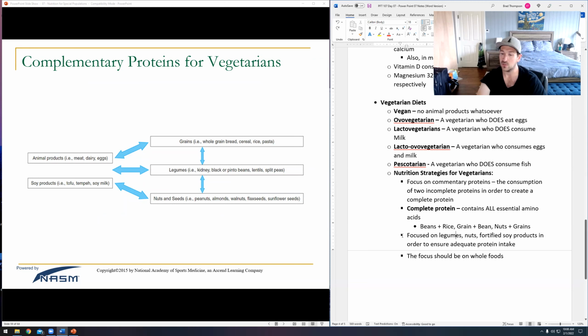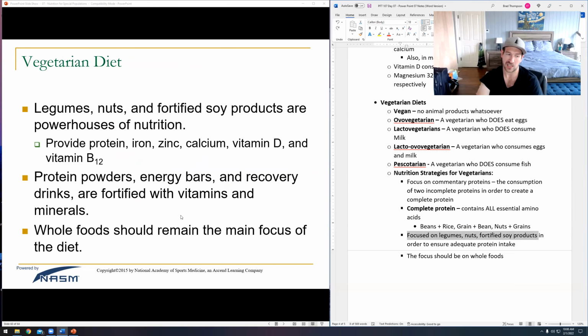So when it comes to proteins, we're focused on legumes. Those are beans, nuts, fortified soy products. Soy is a complete protein by itself, which is kind of cool. That is a plant, but it is also a complete protein. It has all the amino acids similar to animal products. So soy is really good. And quinoa. Quinoa is another one. That's a grain that has all the amino acids.